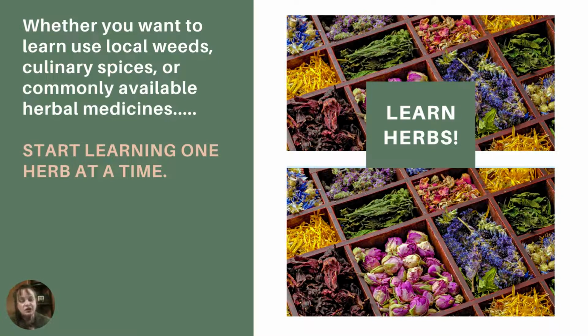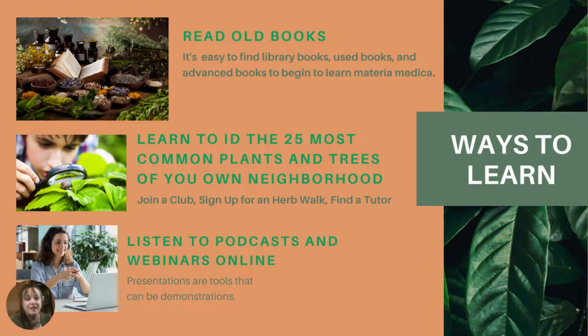So whether you want to start by learning materia medica, one useful approach is studying local weeds, study your local culinary spices, use what's commonly available to you. A beginner herb project is to relabel all of your culinary spices with their Latin name and look up 2 or 3 or 5 folkloric indications. Just start learning one herb at a time for the practice of studying materia medica.